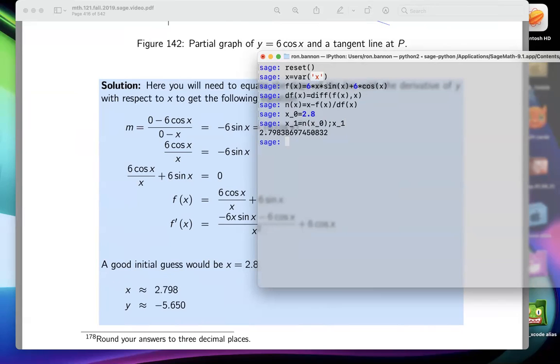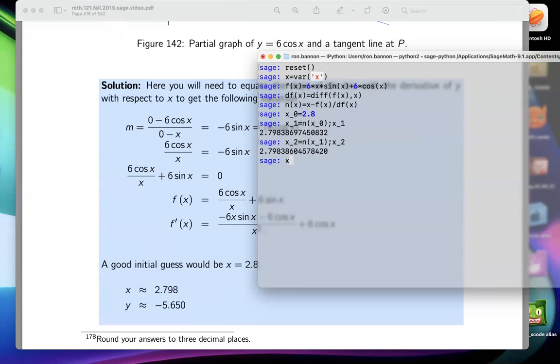I got this. Clearly there's been a change. 2.8 to 2.7983 is definitely a change. Let's get x2. Let's see how good we can do. x2 is equal to N, that new function I have defined, that's Newton's method, of x sub 1, and I want to display x sub 2. Let's see if there's been a change. There's definitely been a change.